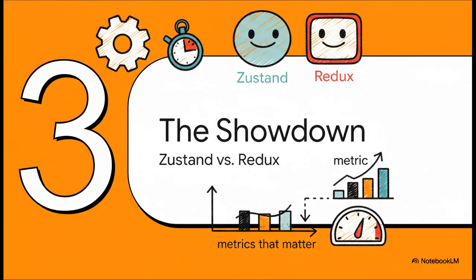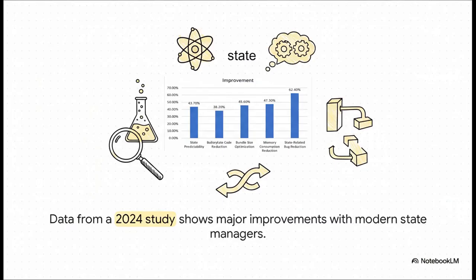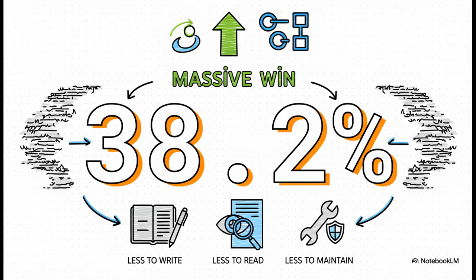All right, with that beautiful simplicity in mind, let's get to the main event. It's time to put these two libraries side by side for a proper showdown. How do they really stack up on the things that matter to us developers? Let's start with some cold, hard data. A study from 2024 actually benchmarked these solutions and came up with some pretty compelling results. What you're looking at here is a chart showing the percentage improvements they found when moving from older patterns to modern state managers like Zustand. And out of all the numbers in that study, this one just jumps off the page.